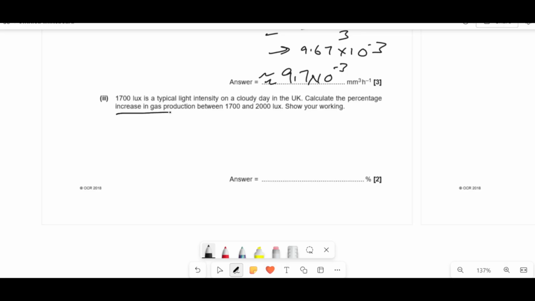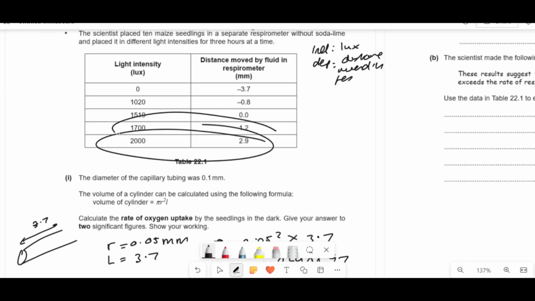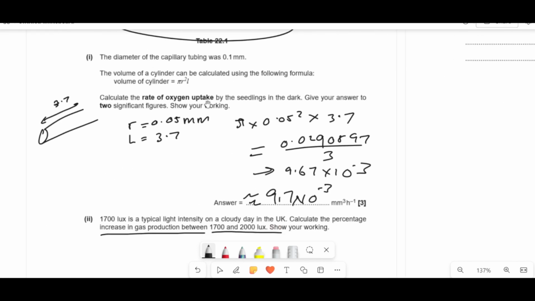Here it says 1,700 lux is a typical light intensity on a cloudy day. Calculate the percentage increase in gas production between these and show your working. So what we need to do is find out the difference in the gases between these two. If we look, we've got here 2.9 and then we've got 1.2. So the difference between these two is going to be our increase.